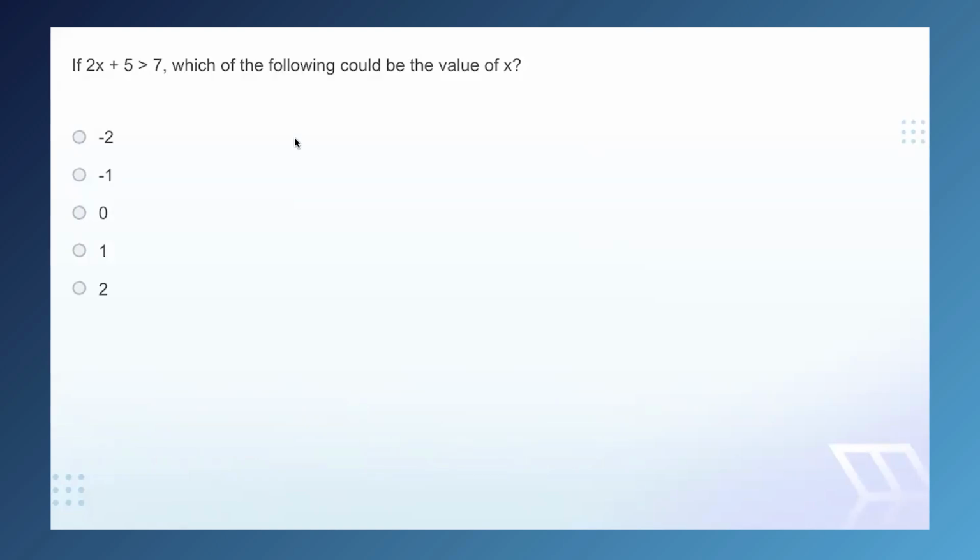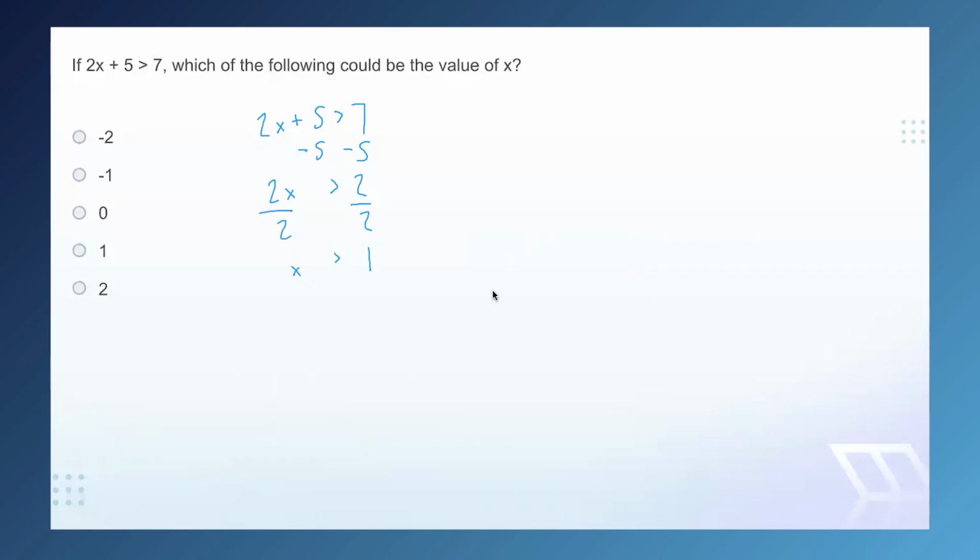Now, this problem gives us a relatively simple inequality, 2x plus 5 is greater than 7, and asks us to find a possible value for our variable, or x. Pretty straightforward. We'll start by manipulating our inequality to isolate x. So first, we'll subtract 5 from each side, giving us 2x is greater than 2. And then we'll divide both sides by 2, giving us x is greater than 1.